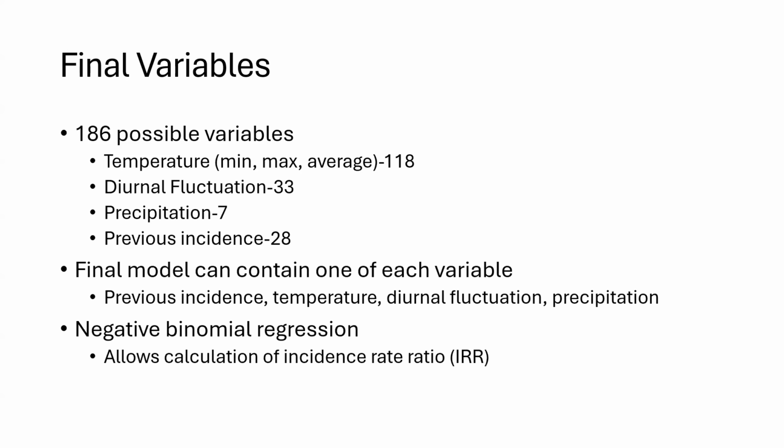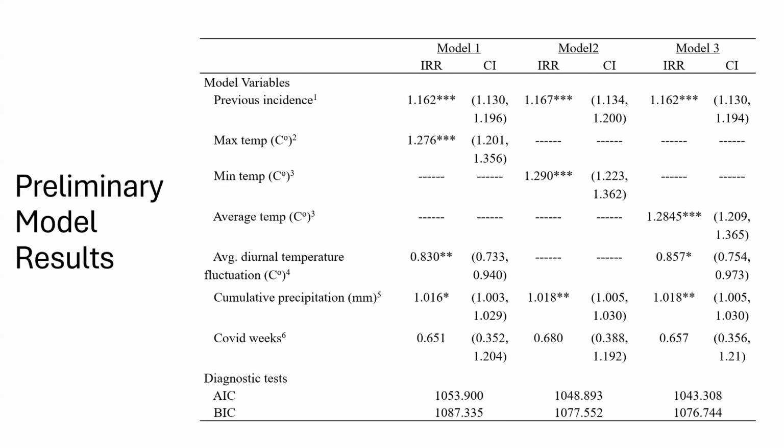And it was decided to use a negative binomial regression to analyze this because of the non-normal distribution of the data and because it allows us to calculate an incidence rate ratio, which we'll get into in a little bit. So we're still in the process of running a lot of these models because there are a lot of possible models, but we have some preliminary results from them. And these are the three current models we have.